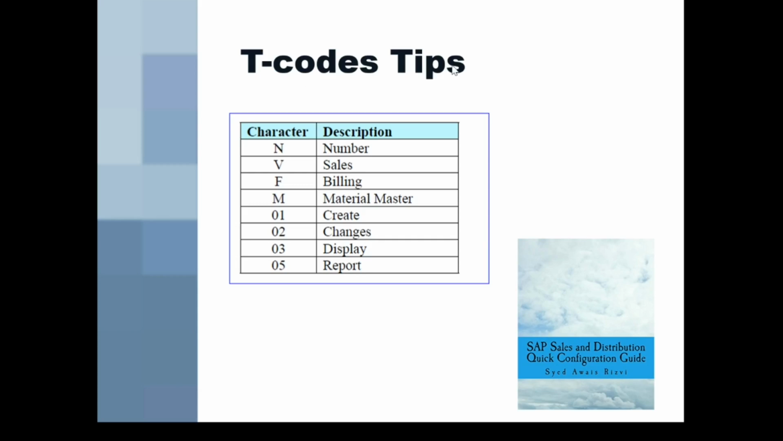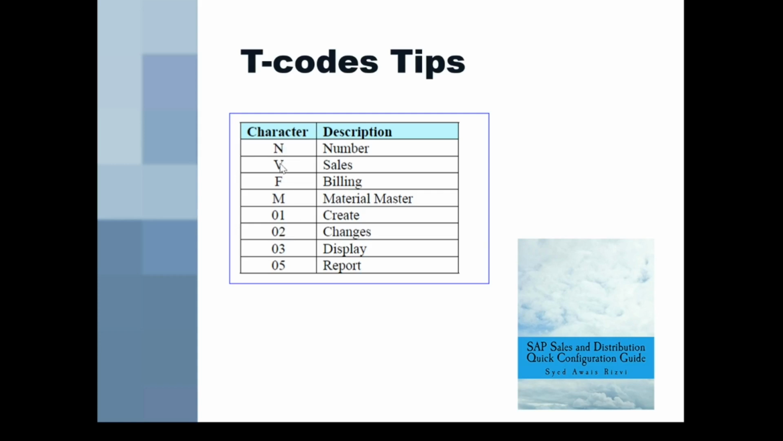Okay, so T code tips. As I mentioned in the last video, I will be showing some tips on how to remember the transaction codes, or T codes. If you see N in any transaction, it means number; when you see V, it means sales; F means billing. For the most part this is very true. M is for material master, and when you see 01 it is to create, 02 to change, 03 to display, and 05 for the report. Not everything is to the T.